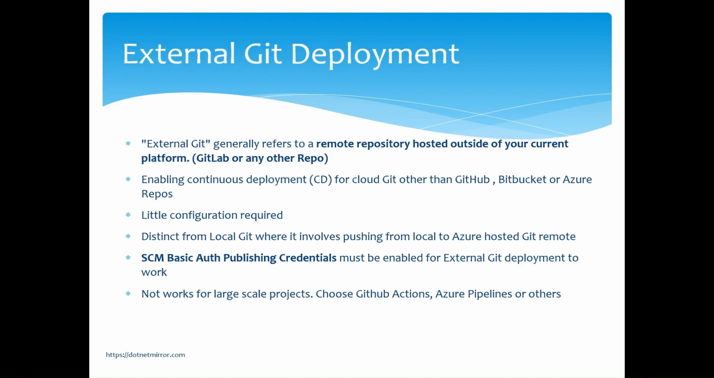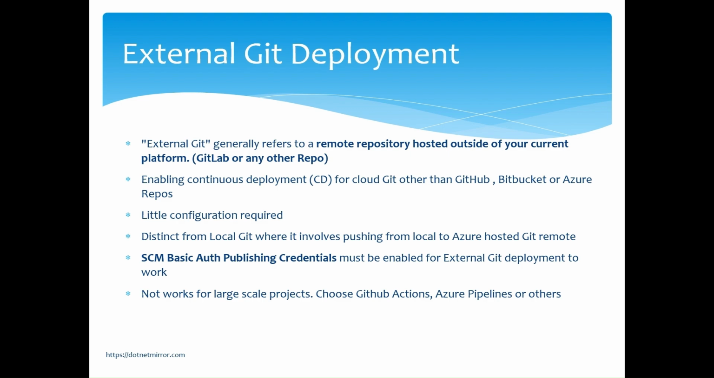Let's understand what an external Git deployment is. It generally refers to a remote repository which is hosted outside of your current platform. The external Git could be GitLab or any other repo. This will enable you to continuously deploy from a cloud Git other than the regular GitHub, Bitbucket, or Azure Repos. You can use GitLab as an option, but if you have any other external repos, you can use them.